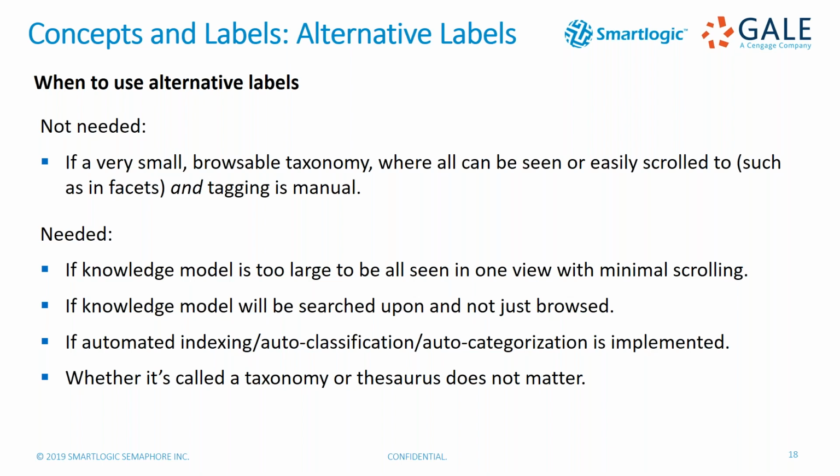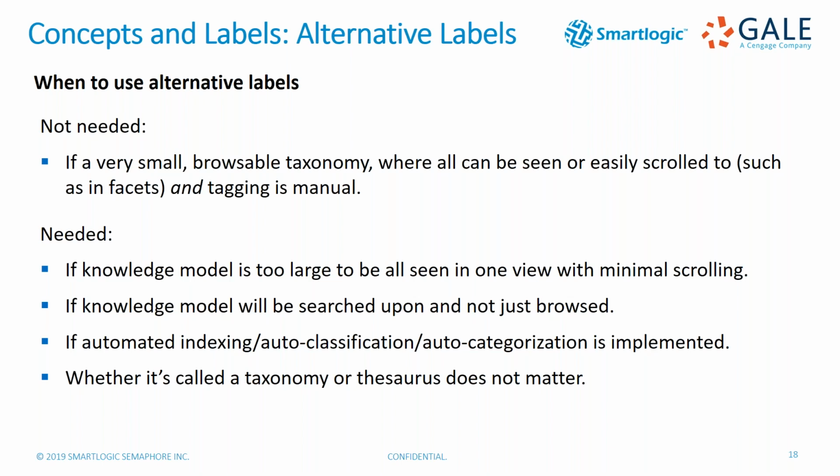On the whole, generally most knowledge models have alternative labels only if it's a very small browsable taxonomy. So it's not really an entire knowledge model, but maybe a particular concept scheme within it, where all that can be seen and scrolled to and the user can see it all. For example, what's in a single facet of a faceted taxonomy, and where the tagging is manual, because the alternative labels support automated tagging or auto-indexing.